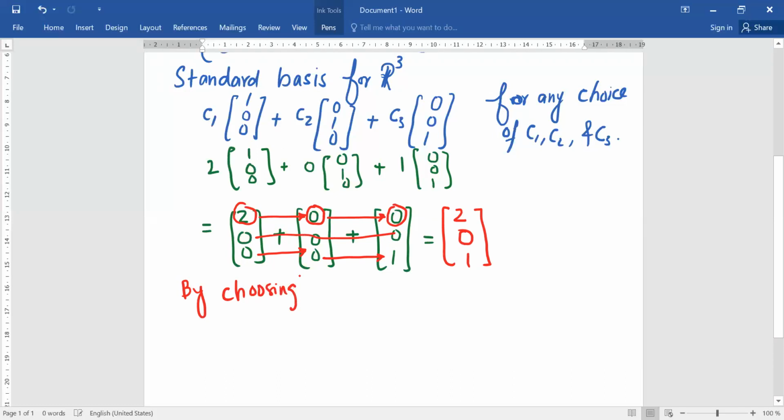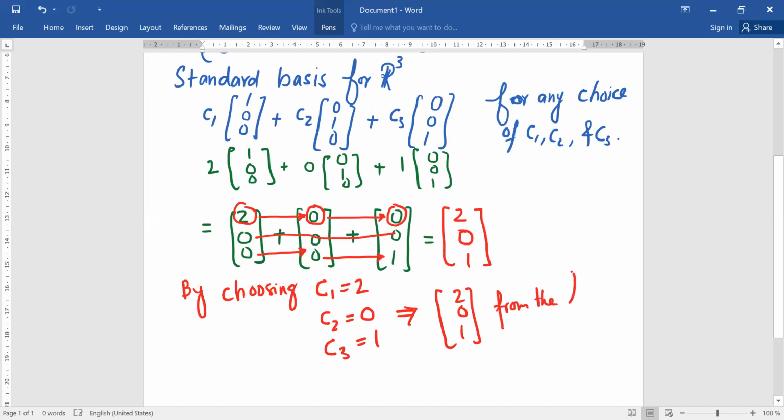So it means that by choosing C1 equal to 2, C2 equal to 0, and C3 equal to 1, I got a vector 2, 0, 1 from the linear combination of bases. Okay.